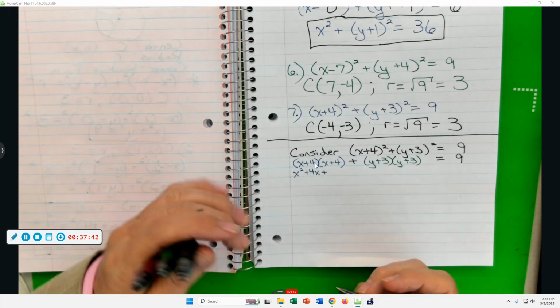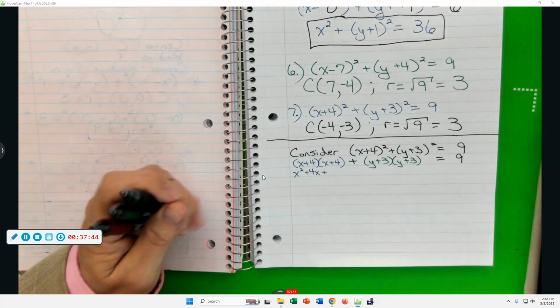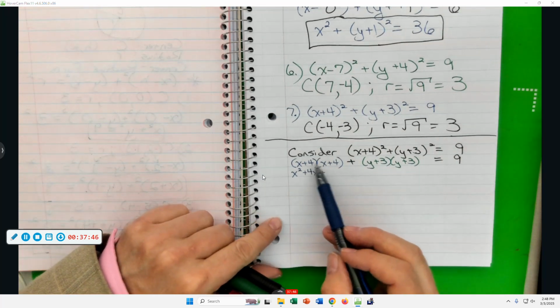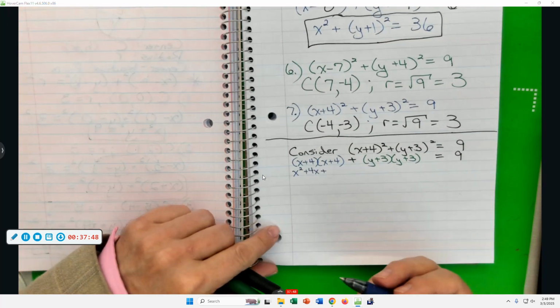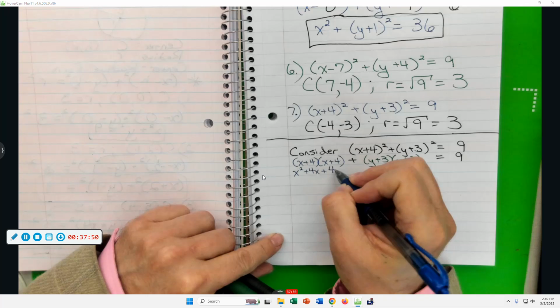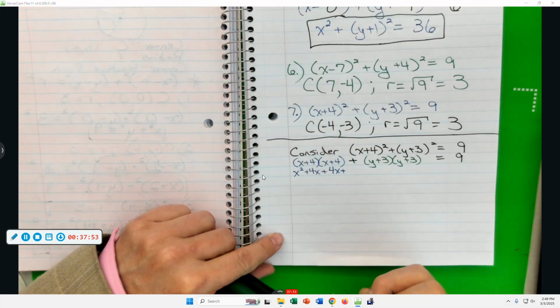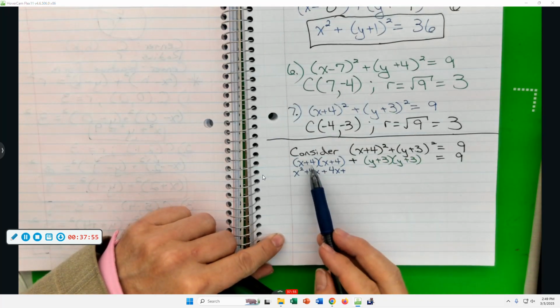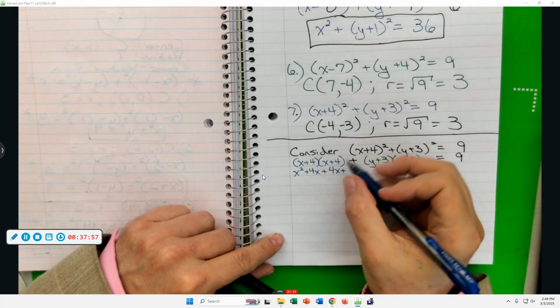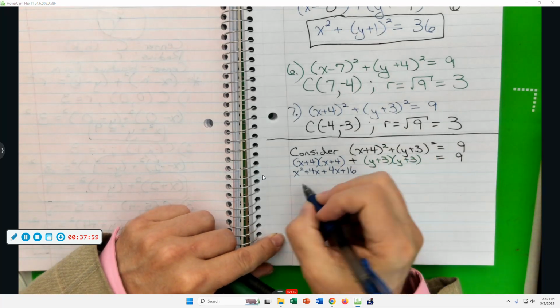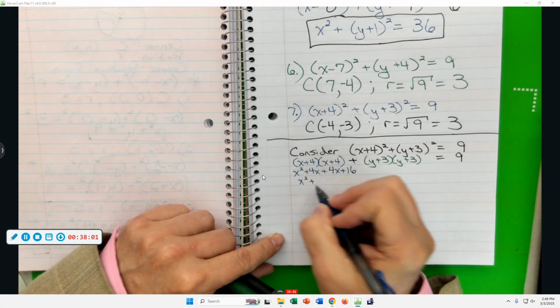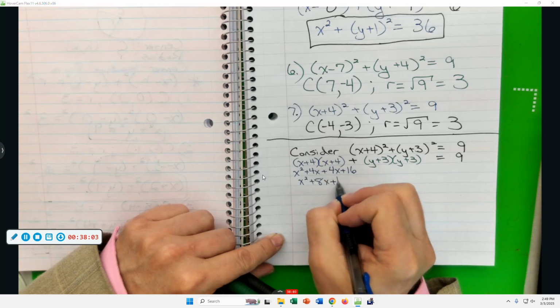Move your mouse so they can see what I'm writing. What's the inner product going to be? Another 4x. What's the last times last? 16. So that reduced to x squared plus 8x plus 16.